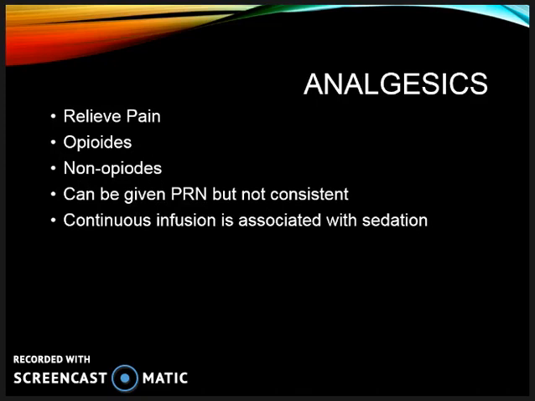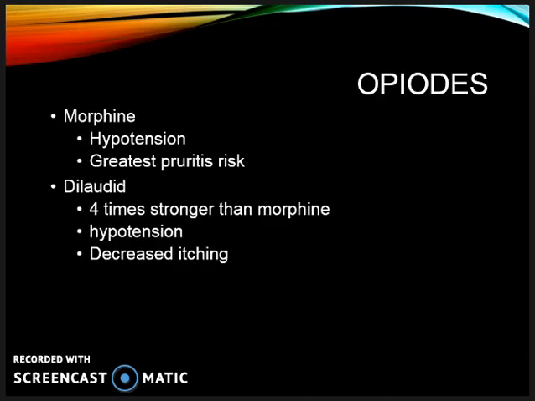Analgesics provide pain relief. Morphine releases histamines and has the highest risk of pruritus, nausea, and hypotension. Dilaudid is more powerful than morphine, but it is also associated with a decreased risk of pruritus. All opioids decrease GI motility, and therefore the frequency of bowel movements should be assessed.